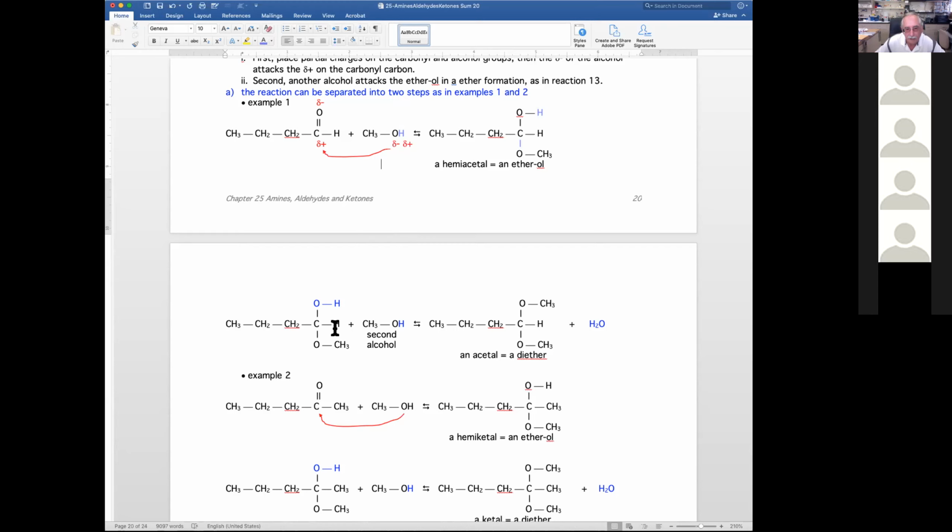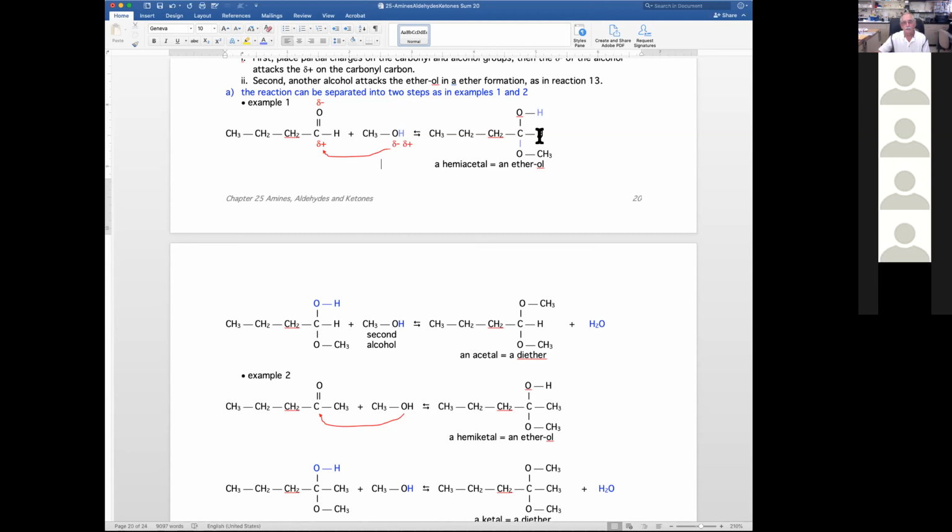So now, what if I take this and I bring in a second alcohol? Here's another condensation reaction. What's going to be happening here? Well, this is an ether, and what we know about ethers is they're very stable. They're not reactive. But remember reaction 13: what happens when two alcohols get together? There's a dehydration, and you form an ether. That makes sense? So what is a full acetal? It's really a diether.